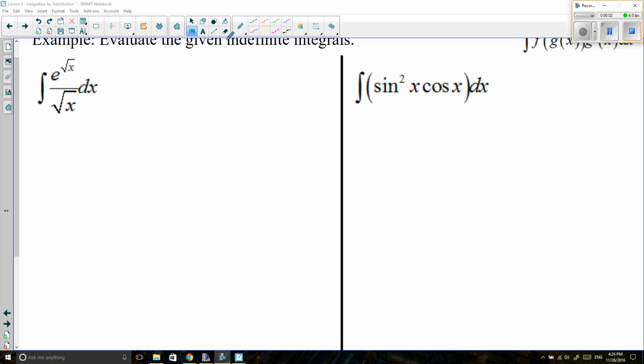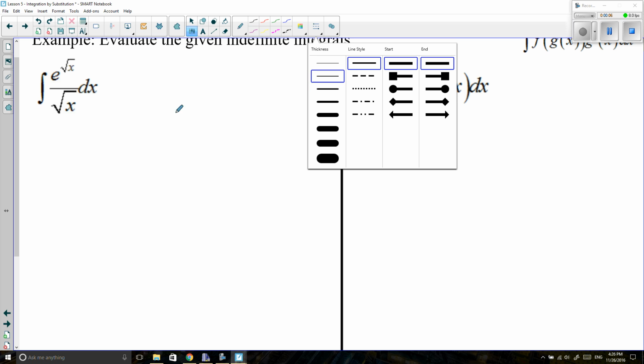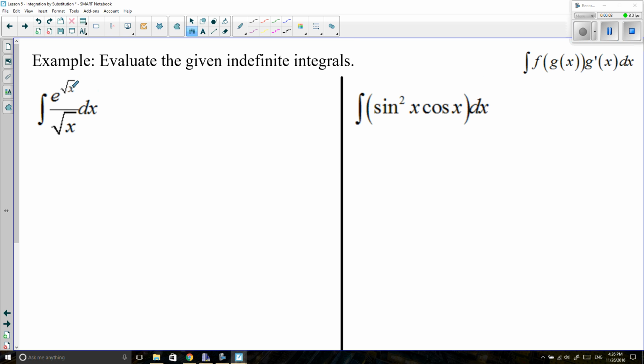Okay, so here are a couple more complex examples when integrating using substitution. When I look at my first function here, e to the power square root of x over square root of x, that right there is pretty complex, and we want to use substitution here. Now, what do we want to use? What do we want to set u equal to? That's really the question here.